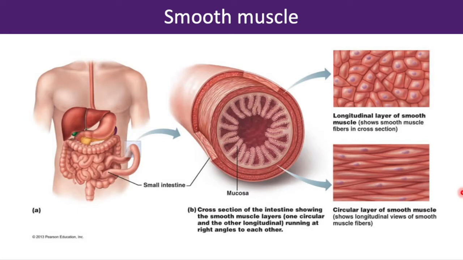In some regions, the circular layer of smooth muscle enlarges to form sphincters. Sphincters are circular muscles that control the opening and closing of the lumen. For example, between the stomach and small intestine, as well as between the small and large intestine.